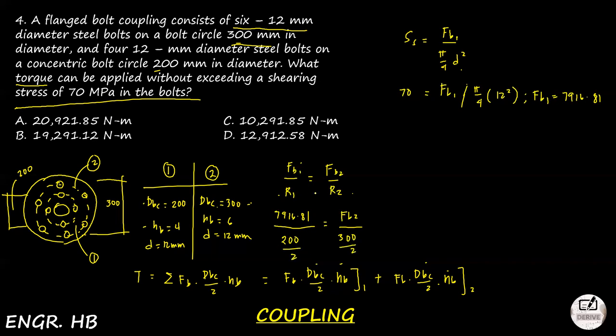Divide 2. Para hindi kayo malito, ayan. Kasi nga radius is equal to D over 2, di ba? So, that was DBC over 2. So, cancel naman din si 2, kaya pwede nating erekta na diameter. So, our FB2 is 7916.81 times 300 divided to 200. So, that was 11875.22 newtons. So, it is also in newtons. So, ayan. Kompleto na. Meron tayong FB2 and meron tayong FB1. So, direct sub na lang.